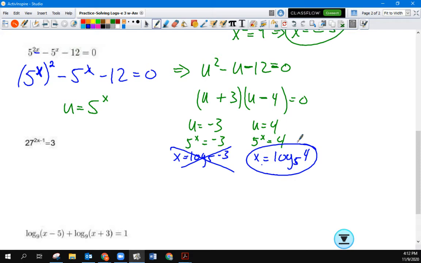Okay? Now the third one here is like the first one. We're going to use the one-to-one property, but we've got a little work to do, because we can get these both to base 3, but we've got some work, because 3 cubed is 27.